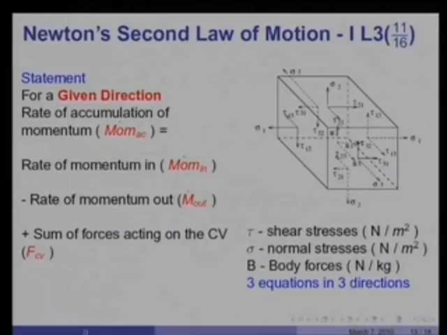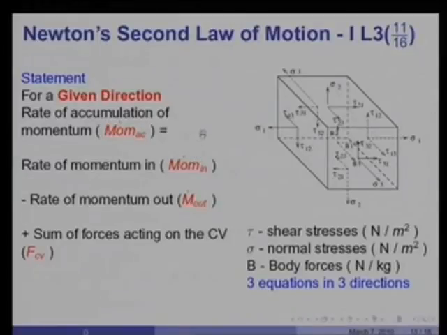I now turn to the second law of motion, which, as I said, is concerned with the transport of momentum. The statement goes something like this. For a given direction, x1, x2 or x3, the rate of accumulation of momentum equals rate of momentum in minus rate of momentum out plus sum of the forces acting on the CV in the same direction. Remember, Newton's second law of motion says that force equals mass into acceleration, but implies that the force and acceleration are in the same direction.